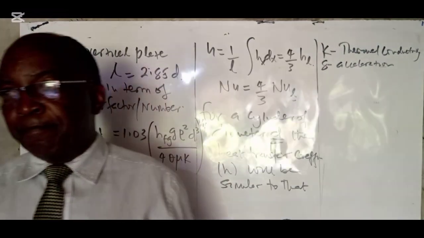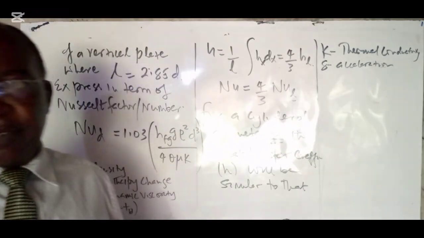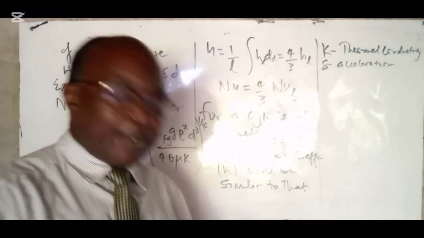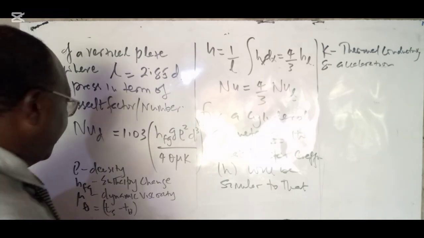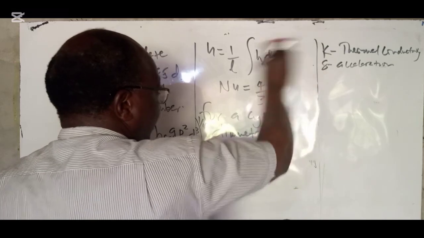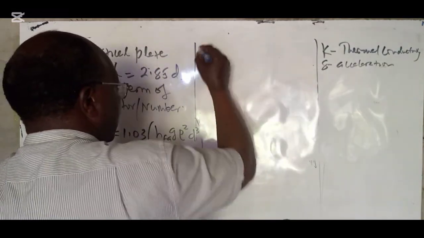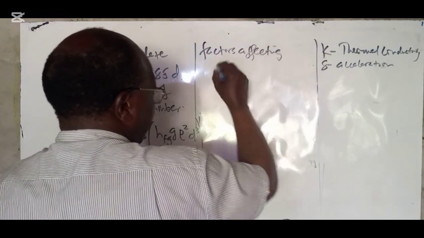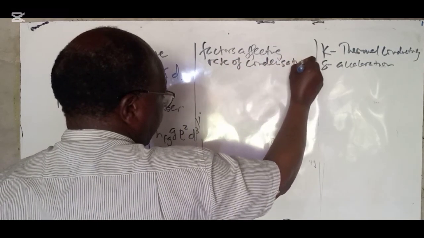Now, the rate of condensation normally can be high, can be low. And several factors can cause this. So let's look at factors affecting rate of condensation.